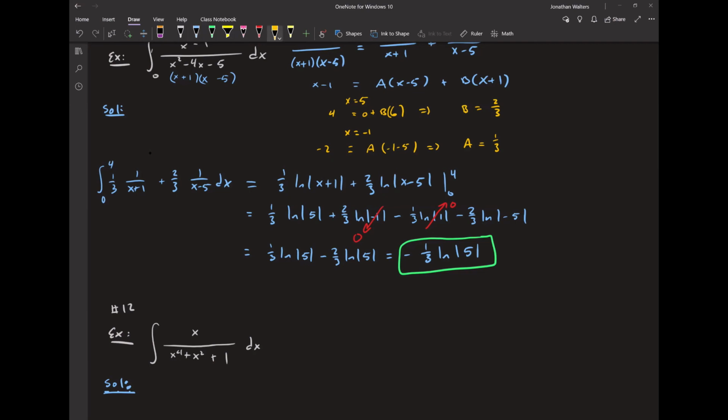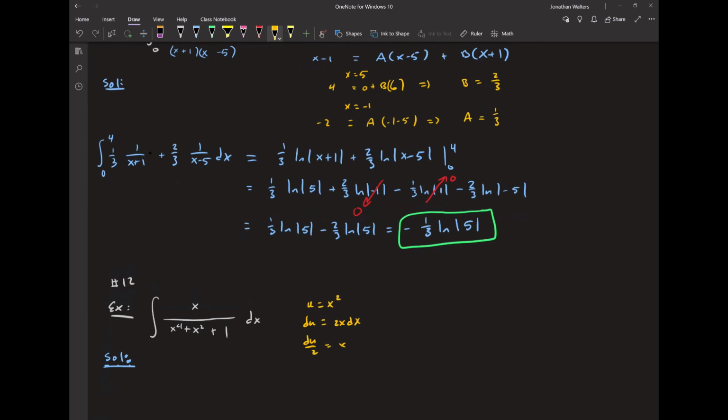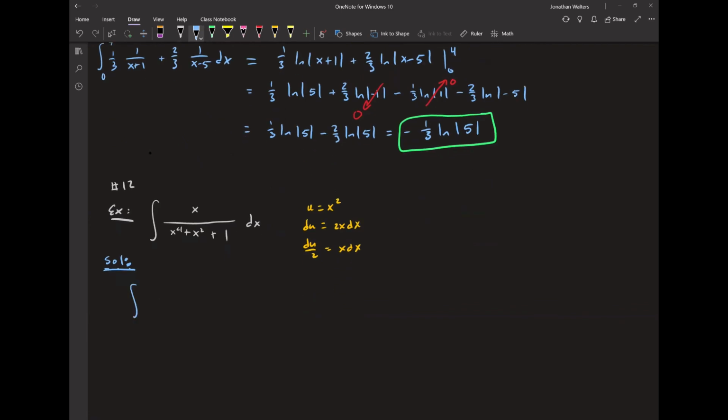So I'm going to try a u sub. u equals x squared, du is 2x dx. But I don't have the 2, so I say du over 2 equals x dx. So my integral will become, let's think about this. u equals x squared, so u squared equals x to the 4. So it becomes 1 over u squared, sorry, 1 over u squared plus u plus 1 du. And now I don't know what to do.